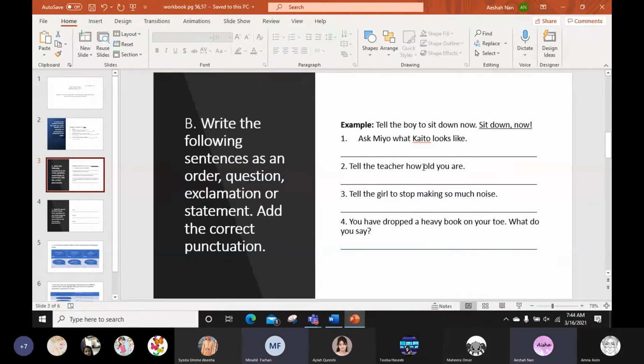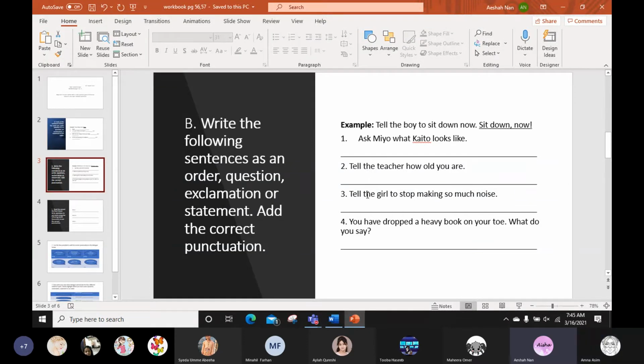I am 9 years old. How old are you? No, first we have changed it into a question. Another one can be a statement. Tell the teacher how old you are. I heard someone saying I'm 9 years old. That's the correct answer. Very good. So you can write I am 9 years old, or 8 or 10, anything.